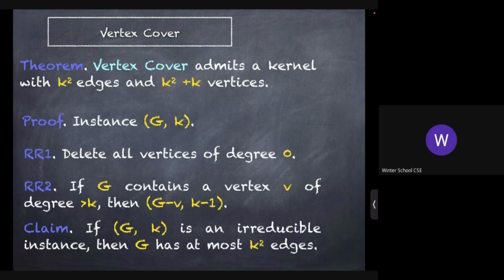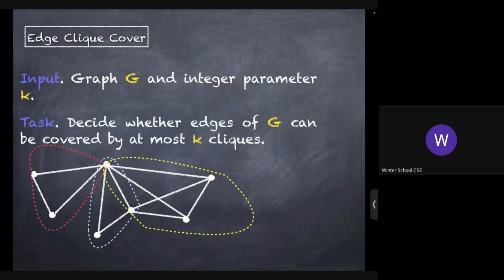That's the algorithm. I constructed an equivalent instance which has at most k square edges. And because it has at most k square edges, you can also say that it has at most k square plus k vertices. Okay, so that was one example of a kernel. And another example, let me give you an example of an exponential kernel.